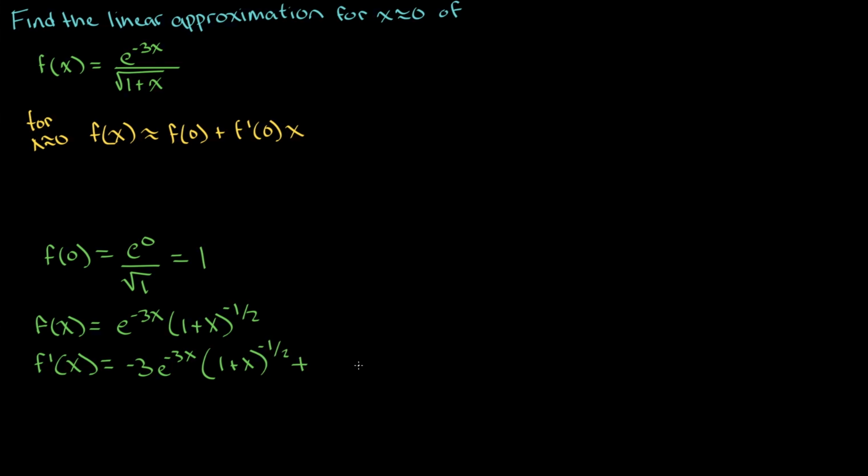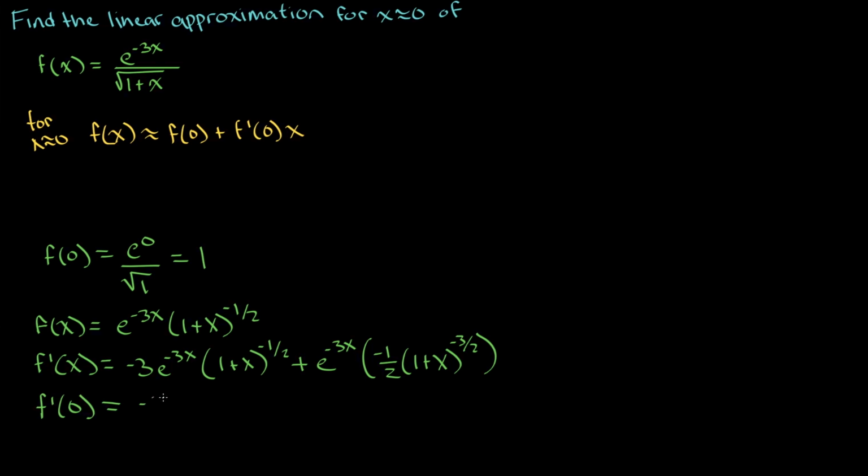And then plus e to the negative 3x power, times the derivative of 1 plus x to the negative 1/2 power. You're going to use some of the power rule and chain rule, but it's going to come out to negative 1/2 times 1 plus x to the negative 3/2 power. And then a derivative of the inside is just 1. So this is what we have for our derivative function. And now we don't need to simplify this. We just need to evaluate it at 0. So let's evaluate it at 0.